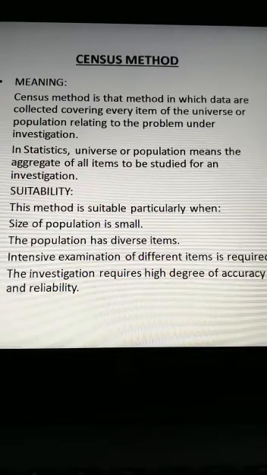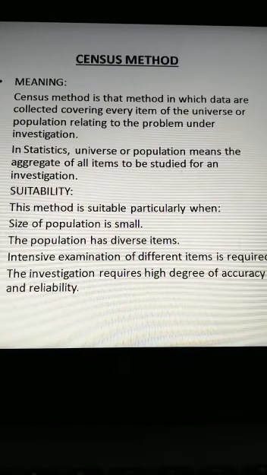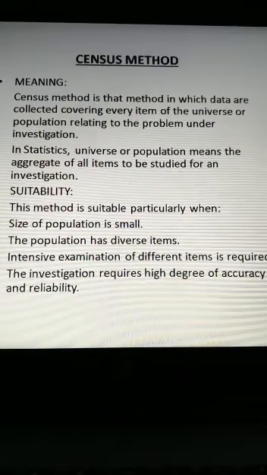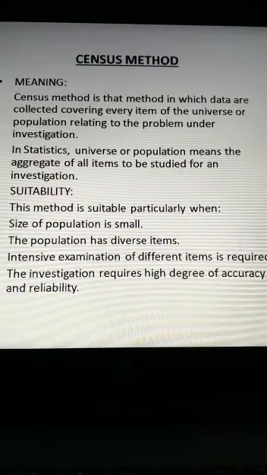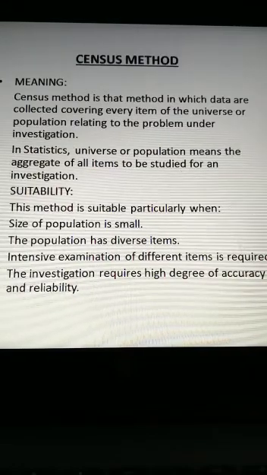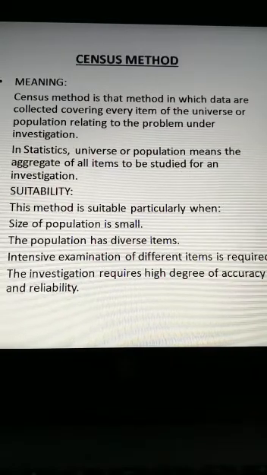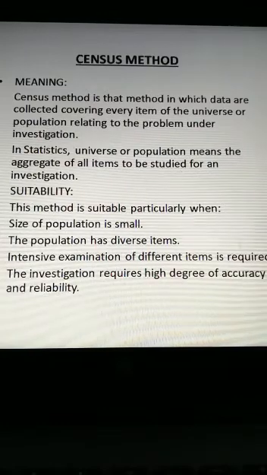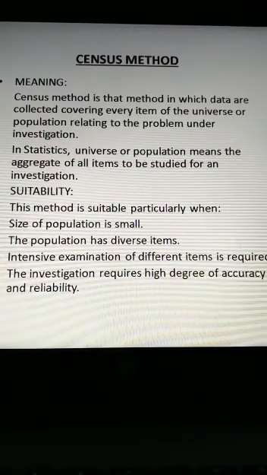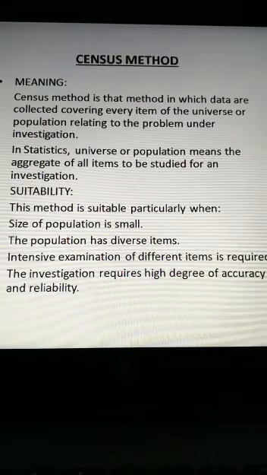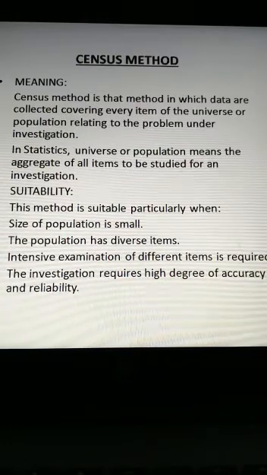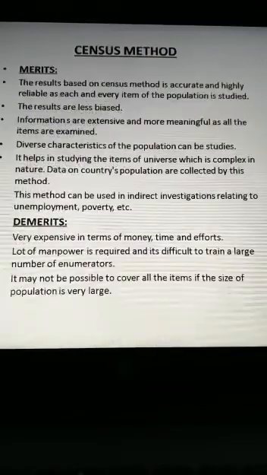And the next one is when intensive examination is needed, that is each and every item is to be deeply examined, then we'll have to go for this method. And this method requires high degree of accuracy and reliability. Whenever we are considering some investigation, if we need accurate and reliable information, then we have to go for this method. And this method has certain merits and demerits.